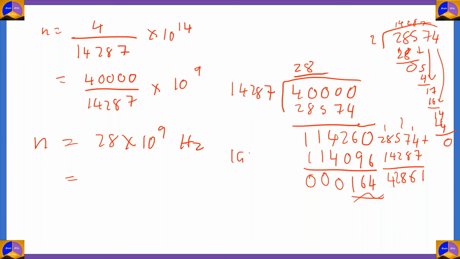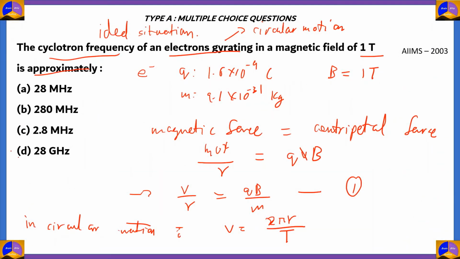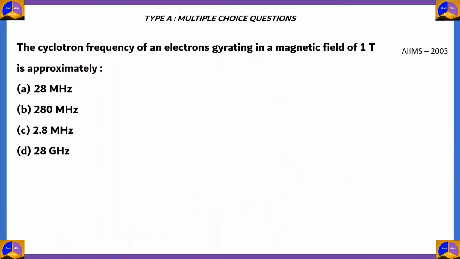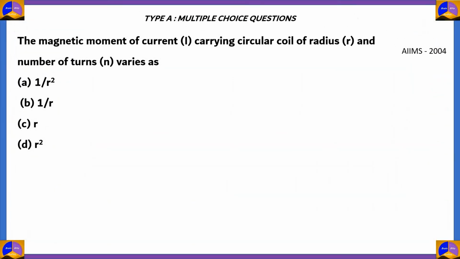Now 1 gigahertz is equal to 10 raised to 9 hertz. So we can write this as 28 GHz. 28 gigahertz is the frequency of this cyclotron, of this electron. So therefore, option D, 28 gigahertz, is the right answer. All of the others are in the range of megahertz. So it will be in the order of 10 raised to 6, but we got the order of 10 raised to 9. Now let's look at the next question.